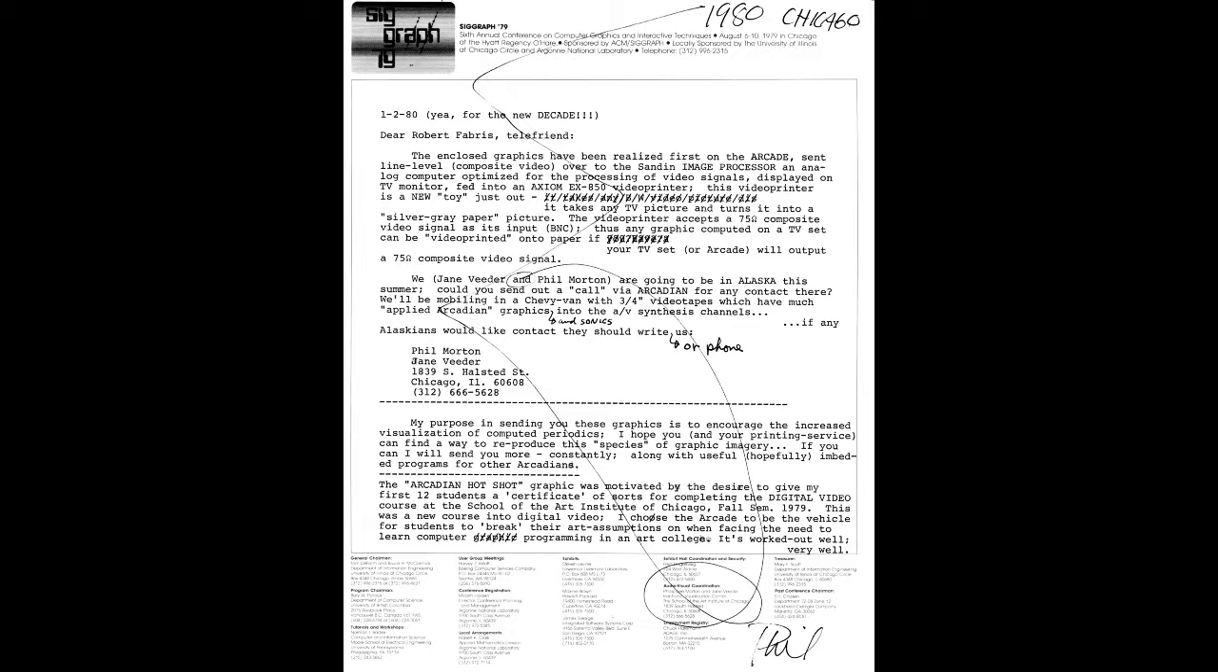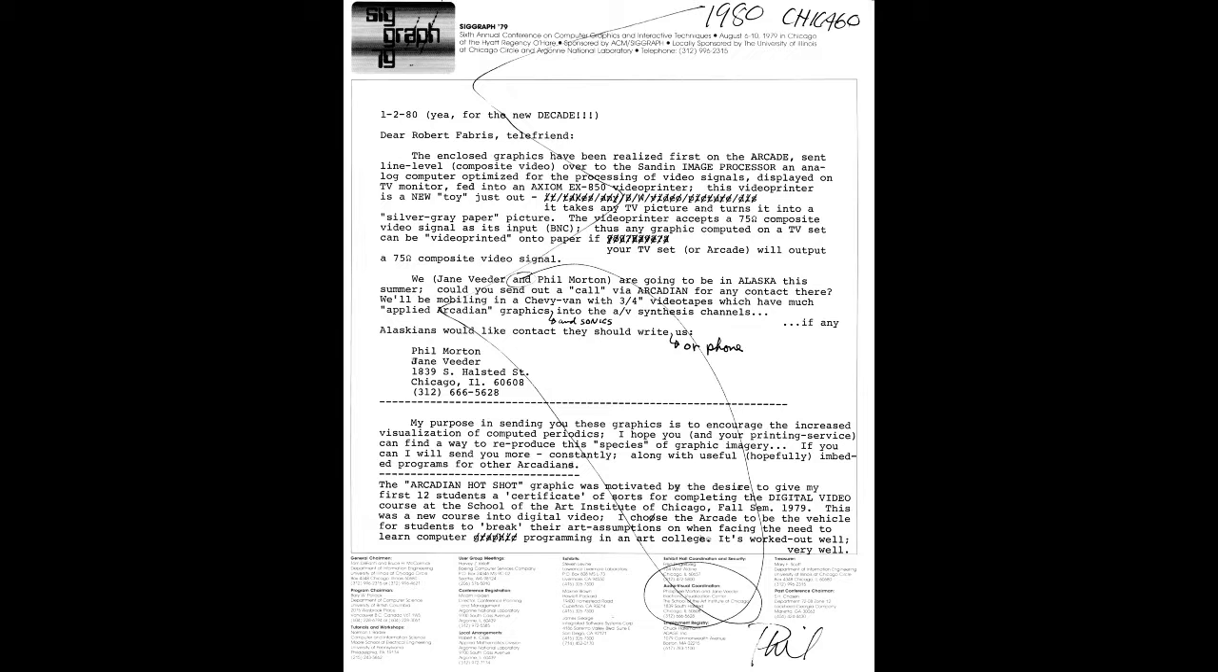Electronic Visualization Center was printed in the January 15th, 1980 issue of the Arcadian. It was actually sent just a week and a half or so earlier to Bob Fabris, the editor, on January 2nd, 1980. And this is the letter that was written by Phil Morton and I guess Jane Veeder.